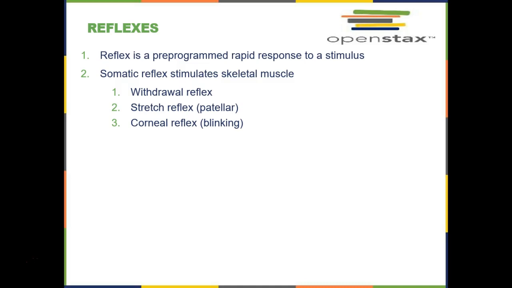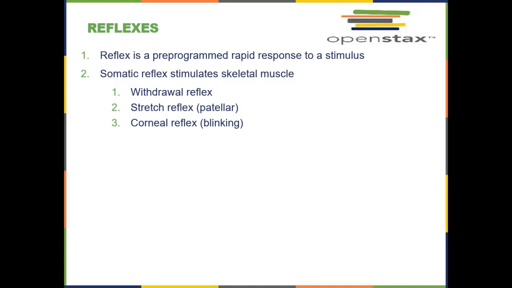Skeletal reflexes would be things like the withdrawal reflex, which you saw in chapter, I believe it was 13. Or no, it might have been the beginning of this chapter. When you were touching something hot and you had to move your hand away from that hot item, that's the withdrawal reflex. That same reflex would be if you're stepping on a nail. You would withdraw your foot very fast. A stretch reflex, think of when the doctor hits your patellar ligament directly below the patella and your leg kicks out. That's that stretch reflex.